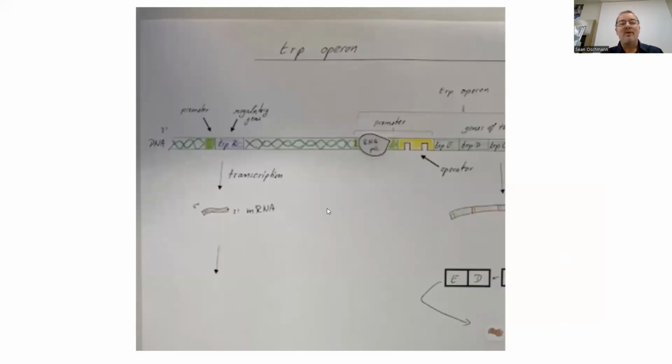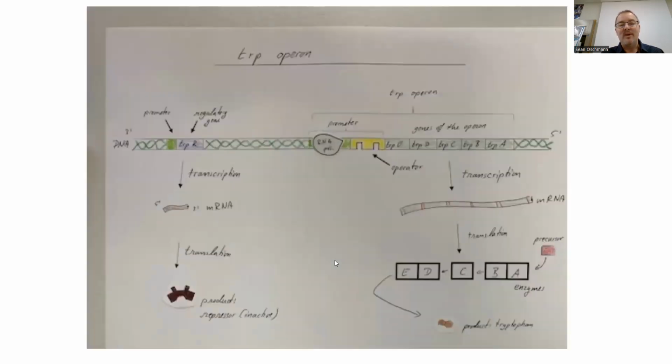At the same time, we also transcribe and translate the regulatory gene. So here's the transcription of the regulatory gene. It's a small mRNA and goes on to translation and makes this product here. So you can glue this here. This is the repressor, which is a protein, and is currently inactive. It does not have a shape that would fit into the operator. So that means it can't bind to it and therefore is inactive.